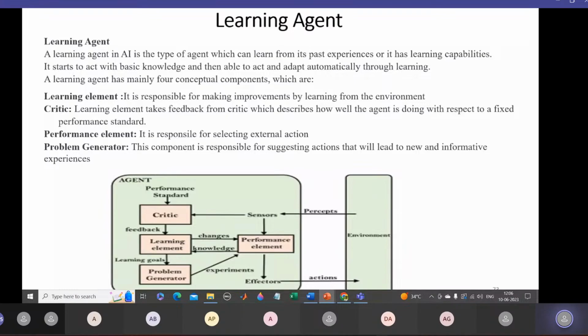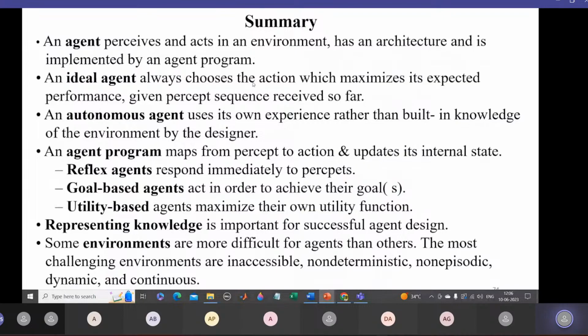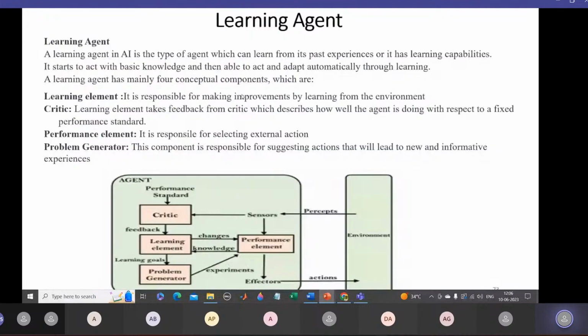What is the performance element? It is responsible for selecting external actions. This is only going to perform the action. Then we have the problem generator. This is meant for suggesting actions so that you can have some new and informative experiences, because you're going to learn from the past. This is your learning agent.